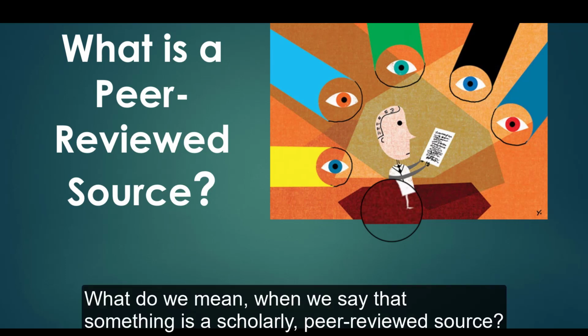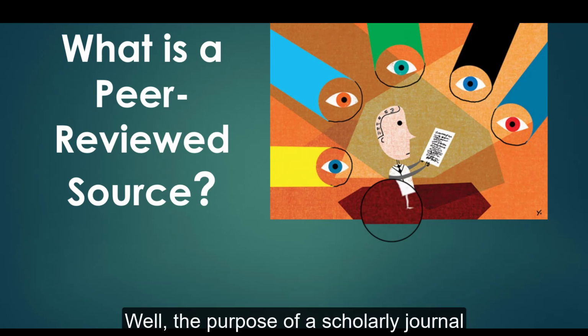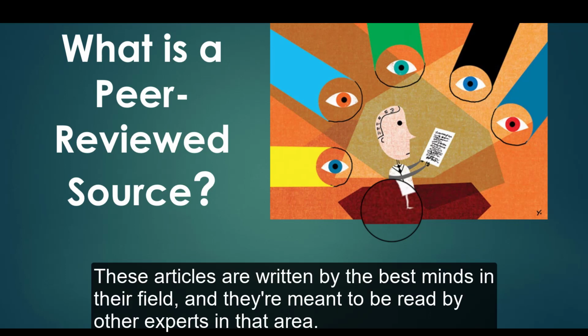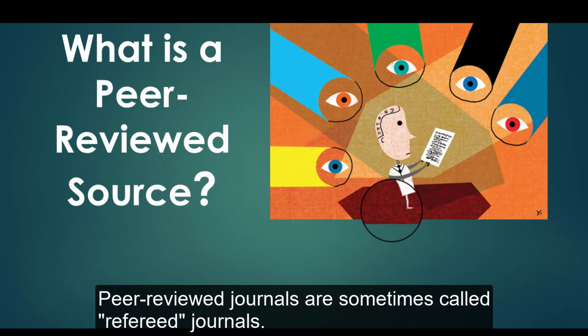What do we mean when we say that something is a scholarly peer-reviewed source? Well, the purpose of a scholarly journal is to disseminate information within an academic discipline. These articles are written by the best minds in their field, and they are meant to be read by other experts in that area. Peer-reviewed journals are sometimes called refereed journals.